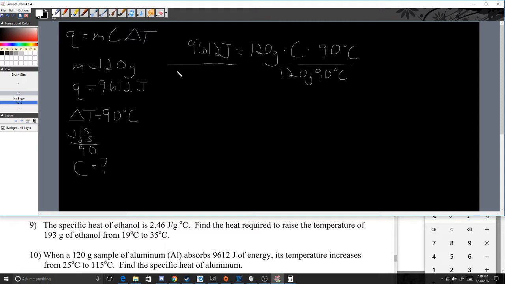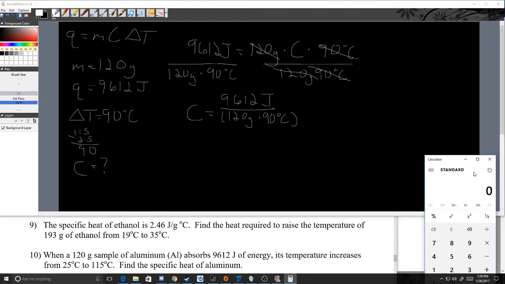And what I do to one side, I'm going to have to do to the other. So 120 grams times 90 degrees Celsius. So that cancels there. That's canceling there. All right. So now I have C is equal to 9,612 joules divided by the quantity of whatever 120 grams times 90 degrees Celsius is. One thing to point out here, joules, grams, and degrees Celsius, none of those can cancel. So right away I know that joules over grams and degrees Celsius is the label for my answer, and that's what specific heat is in anyway.